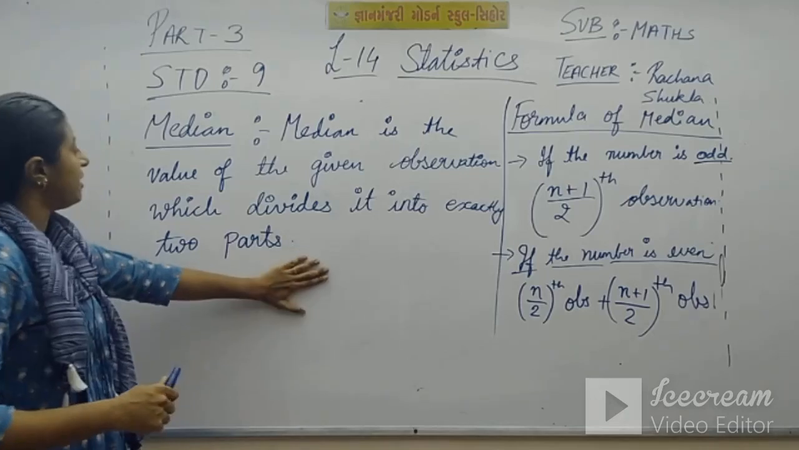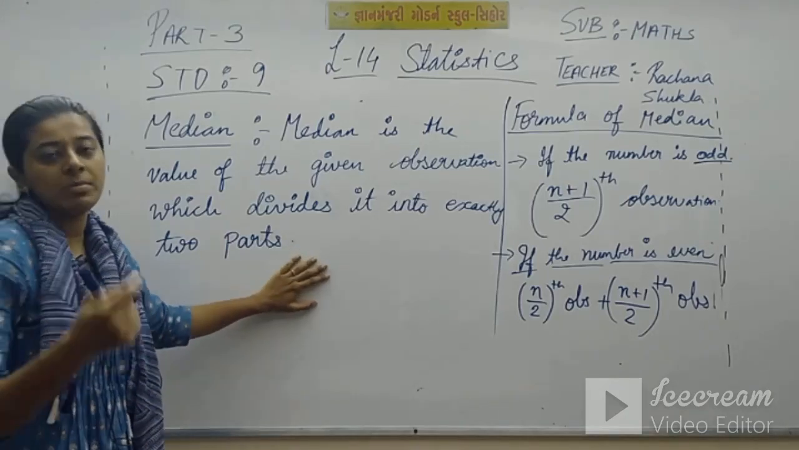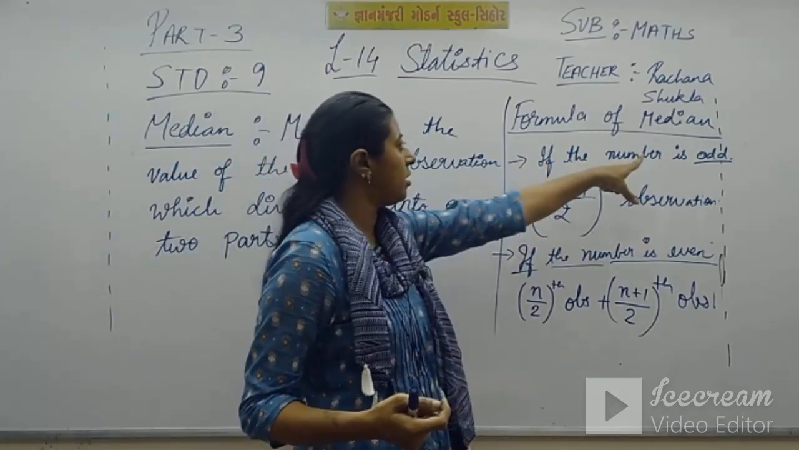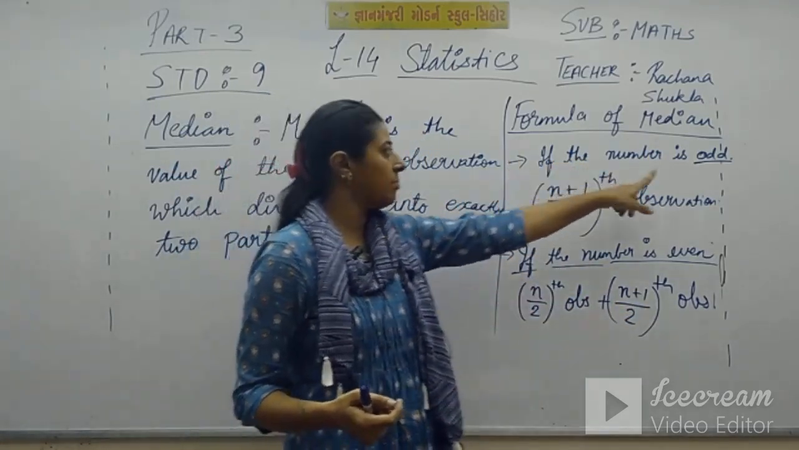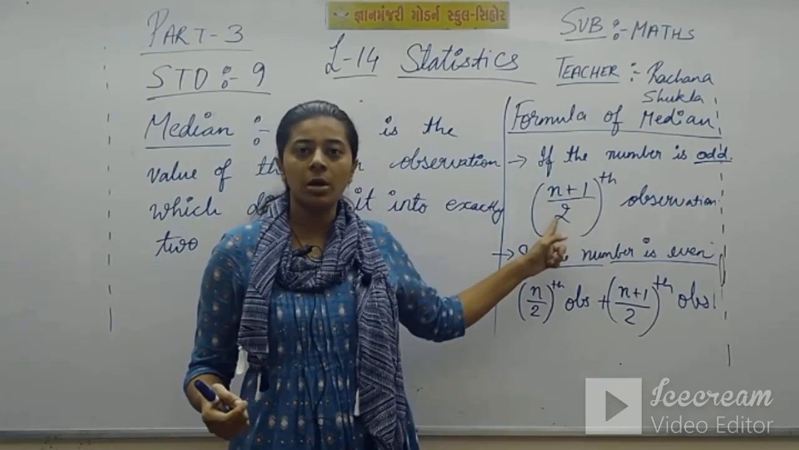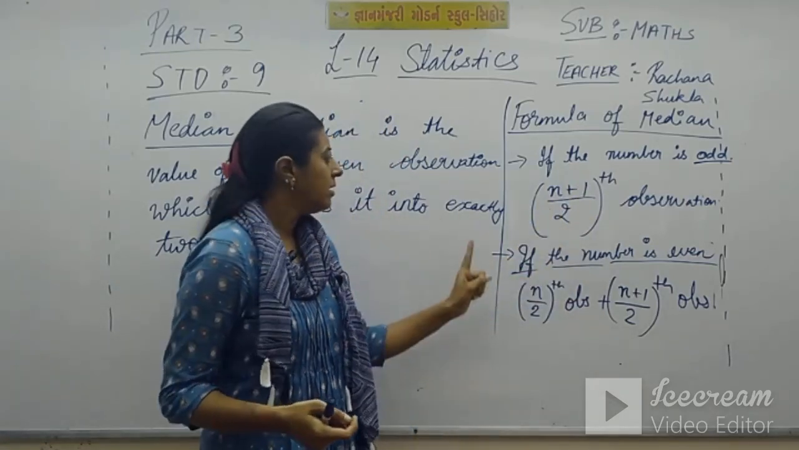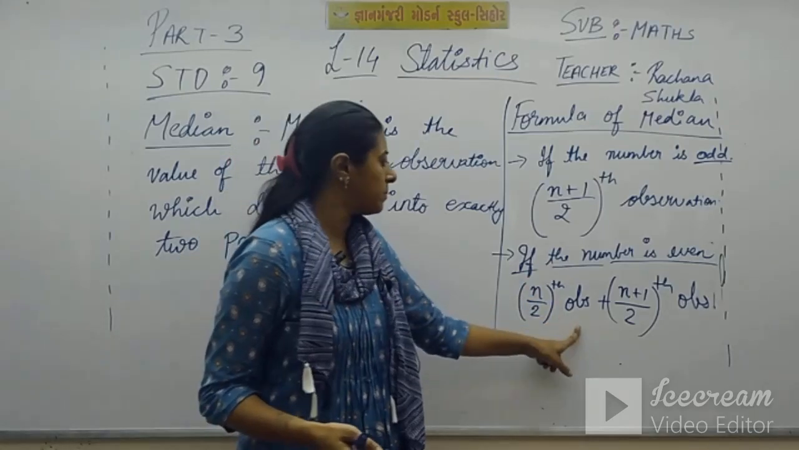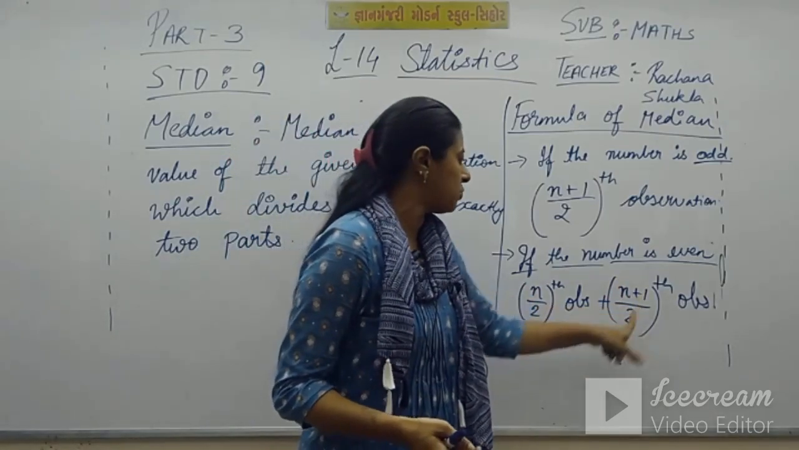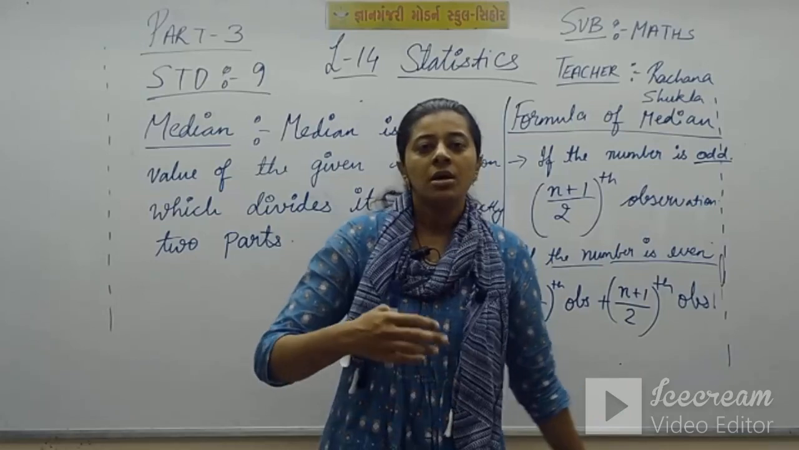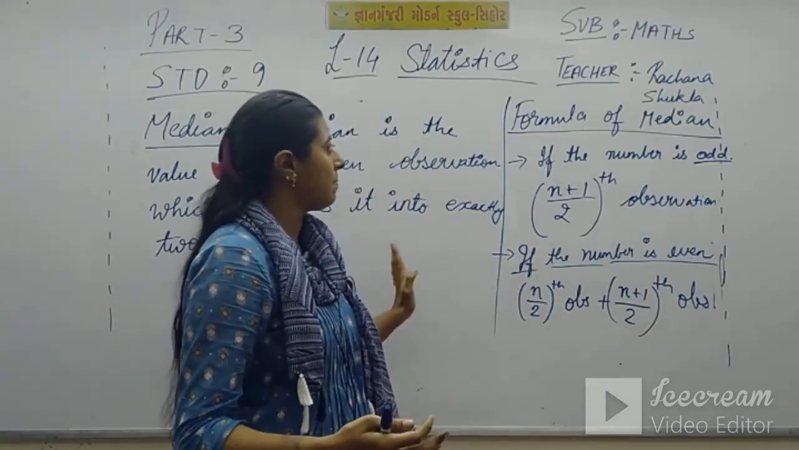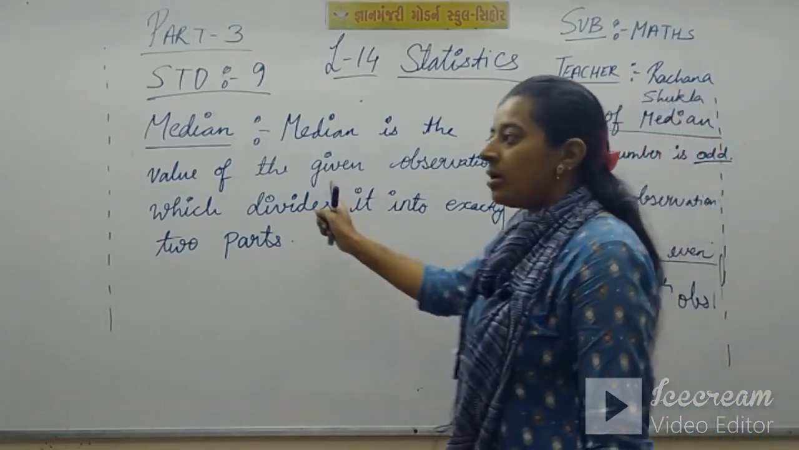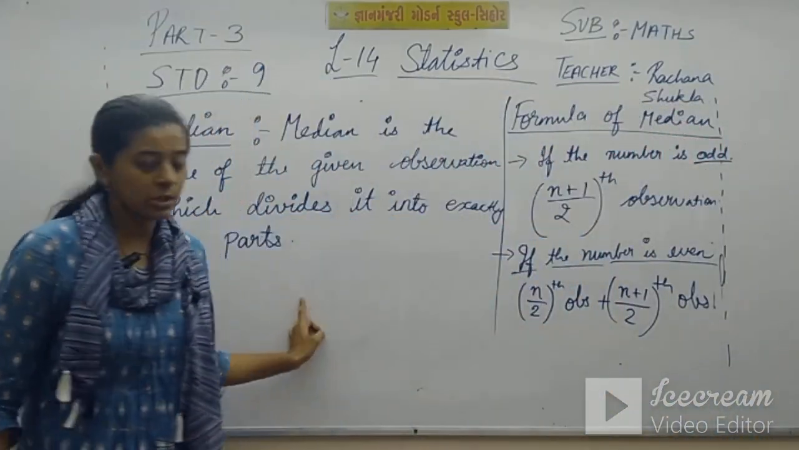Now this was the definition of median. Median is the middle term of the observation, and two formulas for finding out the median. That is, if the number is odd, n plus 1 upon 2th observation, and if the number is even, then n upon 2th observation plus n plus 1 upon 2th observation. Let's have a look at the example so you will know how to find out the median practically. We will see the examples of median.